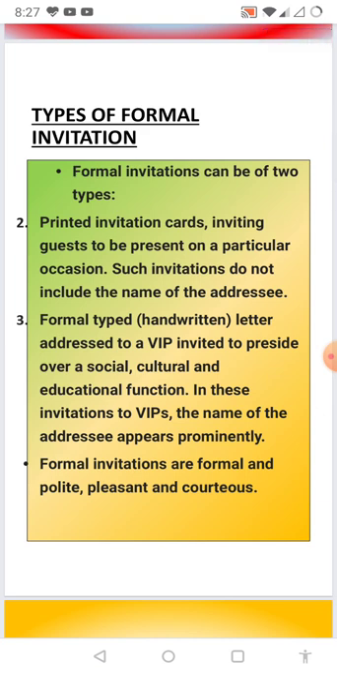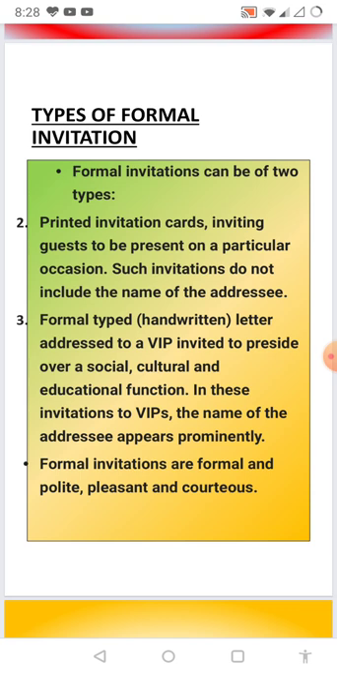Now we'll see types of formal invitation. The formal invitation can be of two types: one can be the invitation card, or one can be the formal letter. The printed invitation card invites guests to be present on a particular occasion; such invitations do not include the name of the addressee when we print it in the card. A formal letter can be typed or handwritten, when we address a VIP invited to preside over a social, cultural, or educational function. In these invitations to VIPs, the name of the addressee appears prominently. There should be the name and the address clearly written.